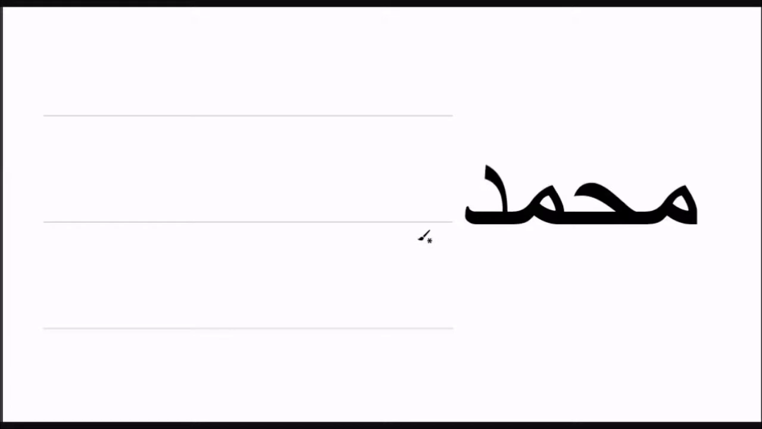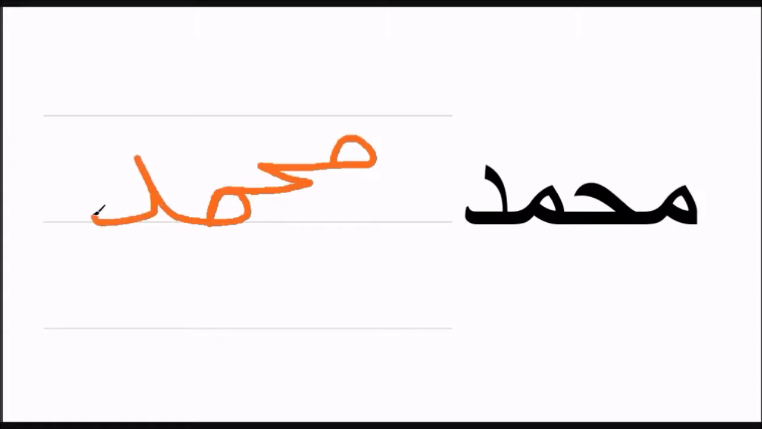The name Muhammad is written like this. We write the word in one continuous line, and we start relatively high above the line. We start the letter Mim, continue to the letter Ha, carry on to the second Mim, and we finish with the letter Dal. And that's how you write the name Muhammad.